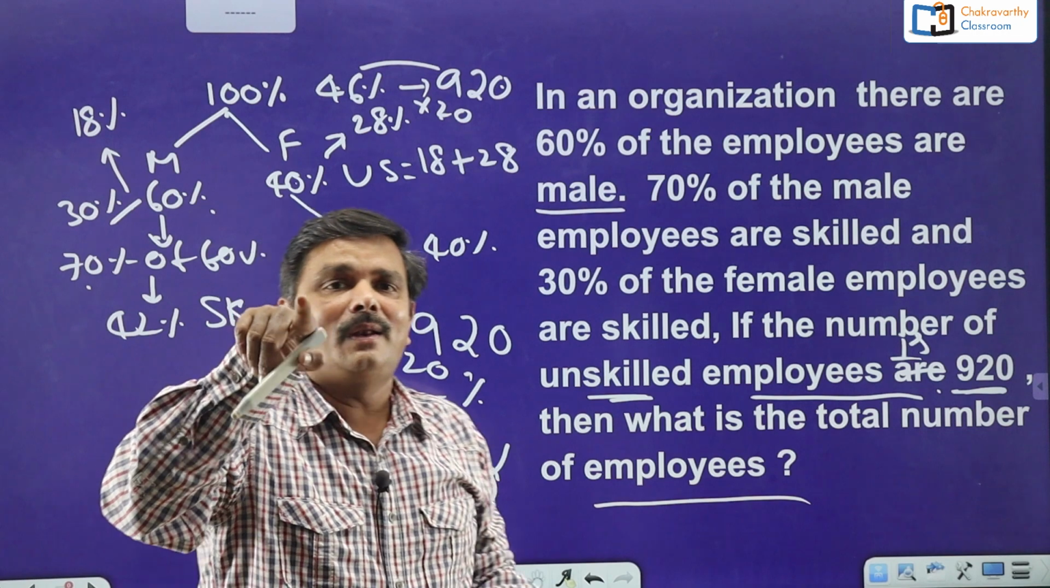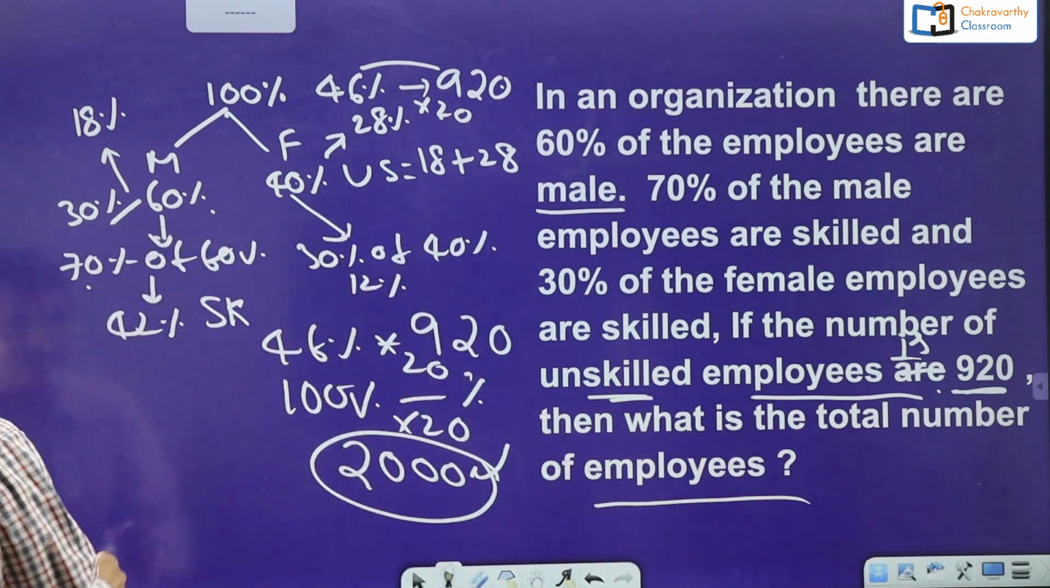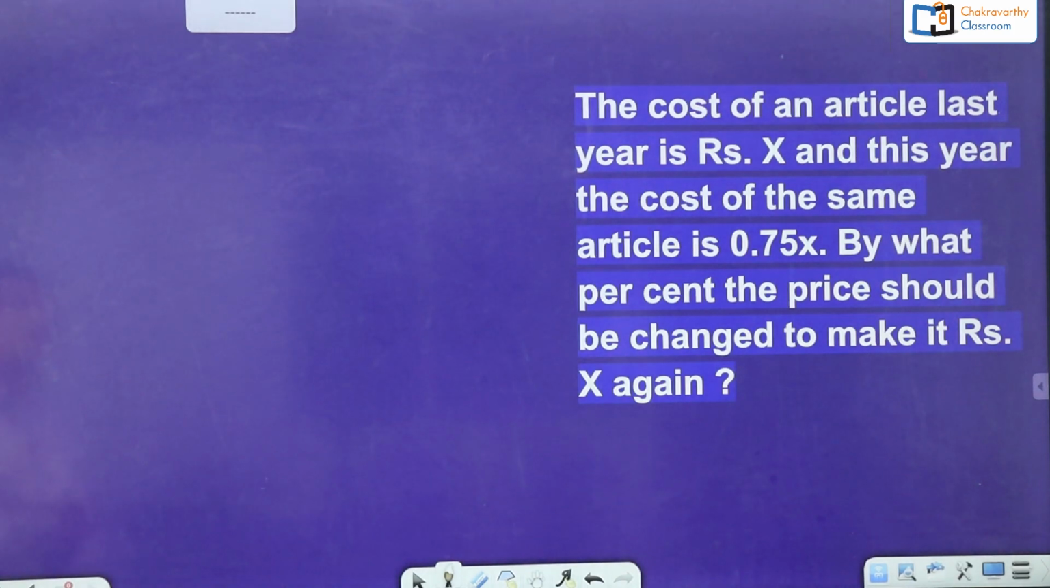46 is equal to 920. 100 is equal to how much? That's it. Okay. Then go for the last question here. This question, what is this one?